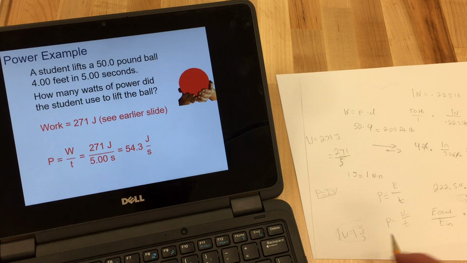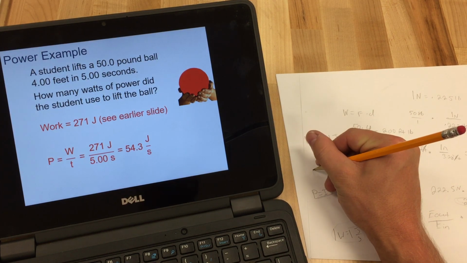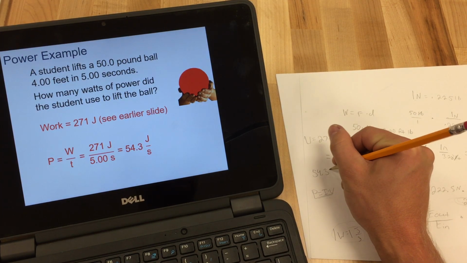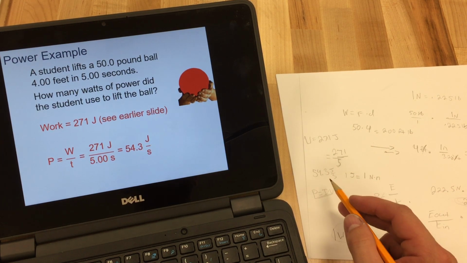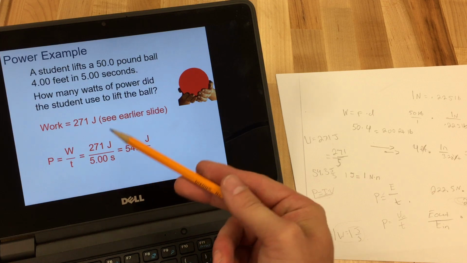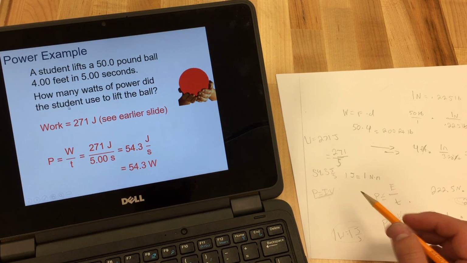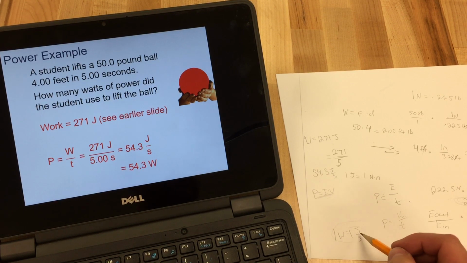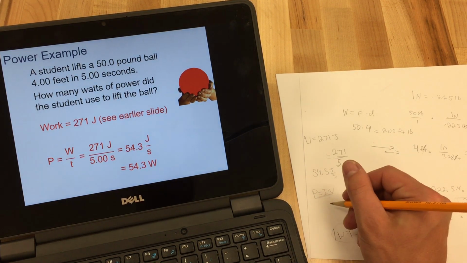So 271 divided by 5, and you get 54.3 joules per second. 54.3, because P equals W over T, 271 divided by 5. Easy peasy. And once again, 1 watt equals 1 joule per second. So you have 54.3 watts.